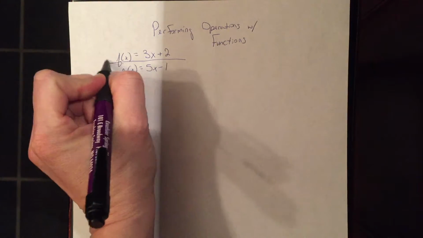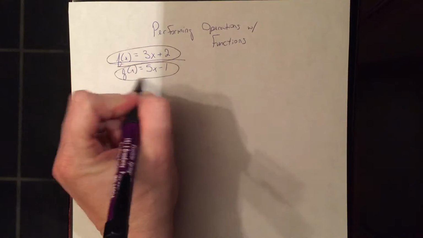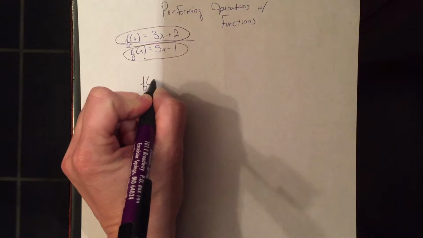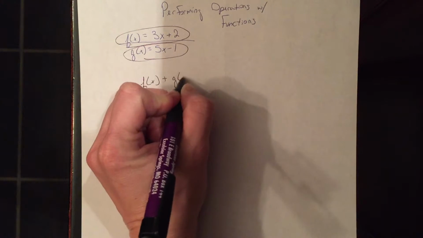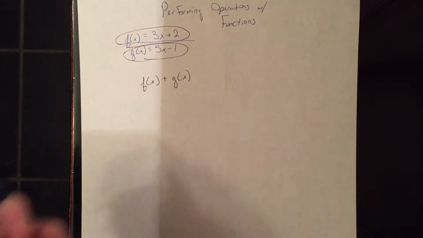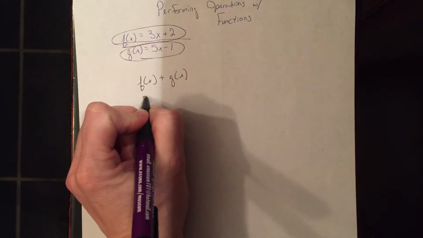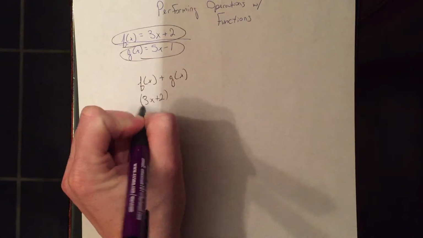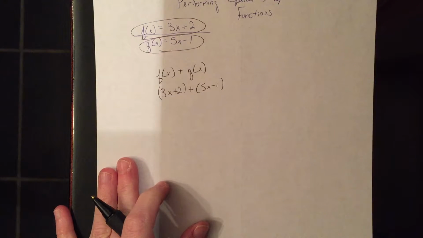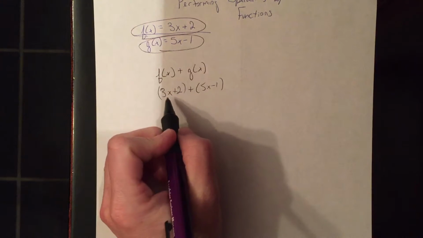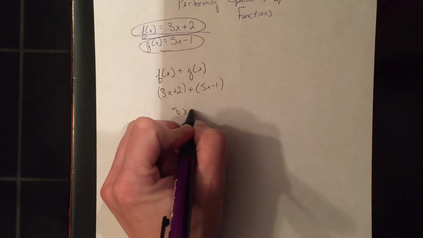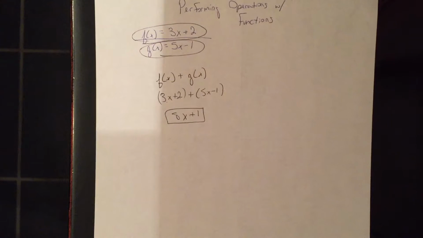If you have the function f of x equals something and g of x equals something, then you need to start thinking about what you need to do when you add those two functions together. And this is just a fancy way of combining like terms, and you're going to see this in a second. If f of x equals 3x plus 2, and g of x equals 5x minus 1, then literally we're just combining the like terms. So 3x plus 5x is 8x, 2 plus negative 1 is plus 1. That's all you have to do.